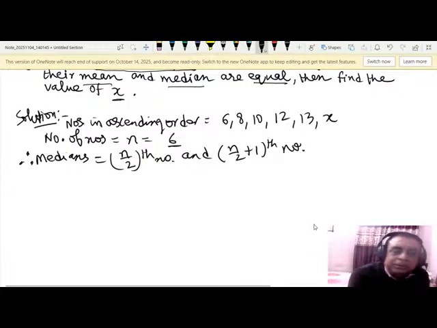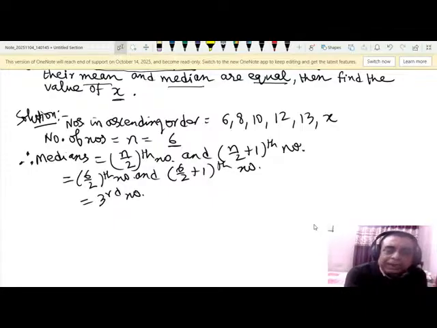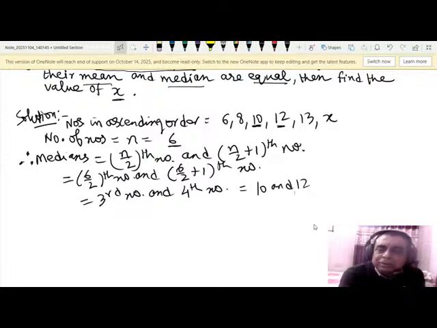Now put the value of n. n is 6, so 6 divided by 2 is the third number, and 6 divided by 2 plus 1 is the fourth number. The third is 10 and the fourth is 12. So 10 and 12 are the two medians.